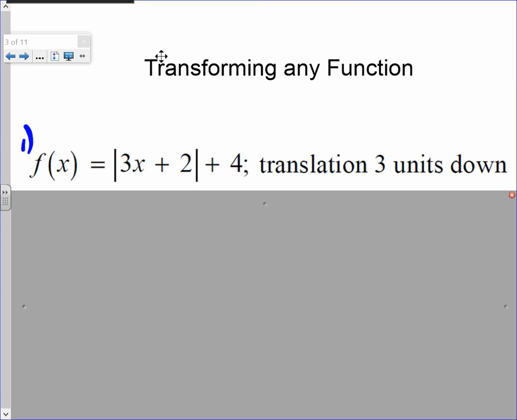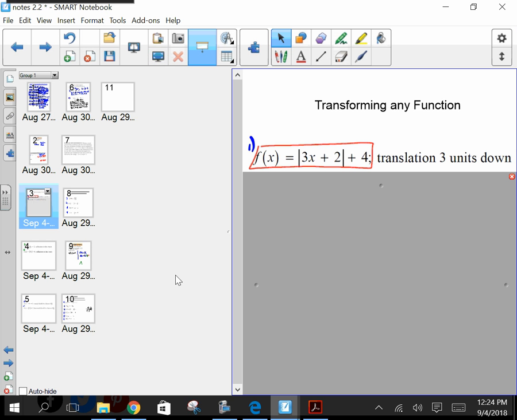So look what we got going now. I'm asking you guys now, not with a parent function, but with this function. That's a child of a parent. I'm saying, with that function, I want you to translate that function 3 units down. Not the parent, but that one. Before we do that, let me go ahead and graph it really quick with my Desmos.com. Watch this.